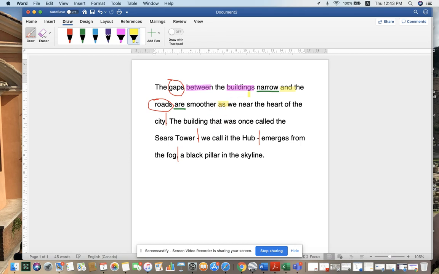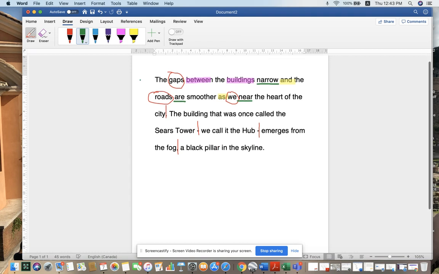So for example, the roads are smoother when we near the heart of the city, but as is an indicator, a conjunction that tells us, hey, something's happening at the same time as another thing is happening. So if this is a conjunction, expect to see the subject, which we do, right next to it, we, and predicate near. Okay.